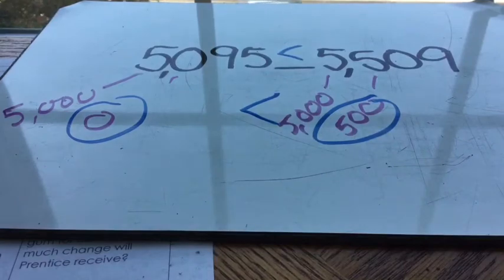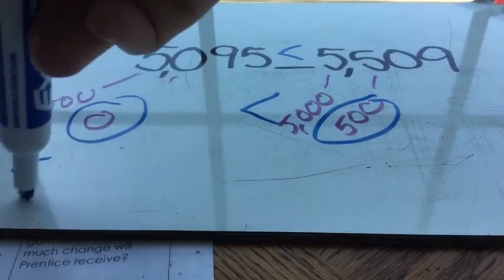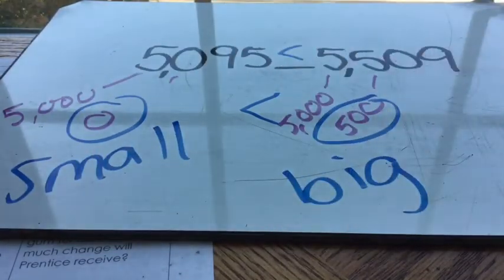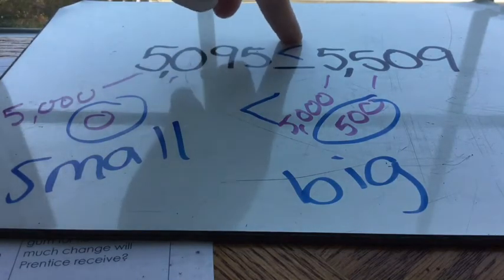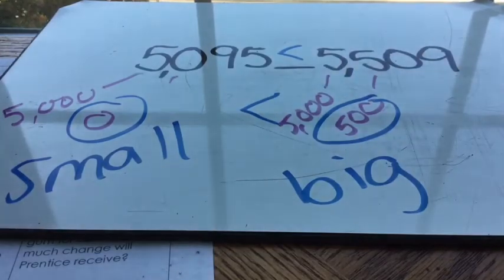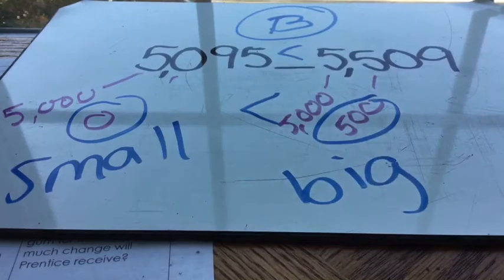Now I need to read that like a book. So this is our smaller number, and this is our bigger number. 5,095 is smaller than, or is less than, 5,509. So is less than is our final answer. So our answer is B as in boy.